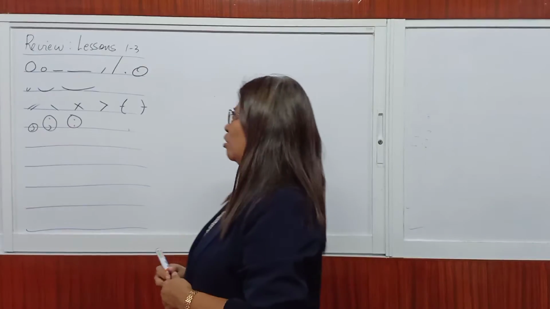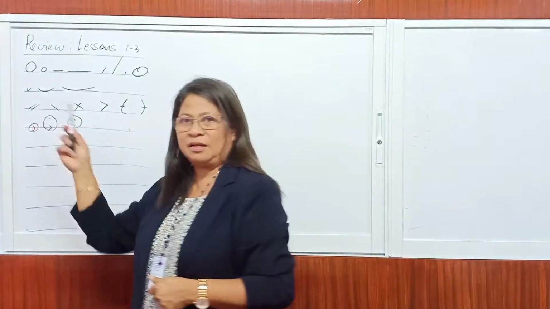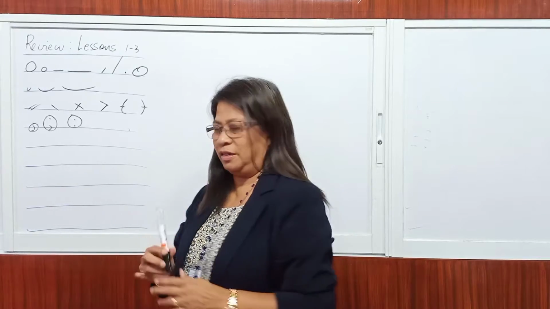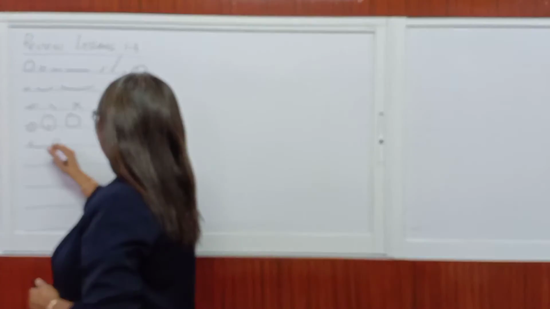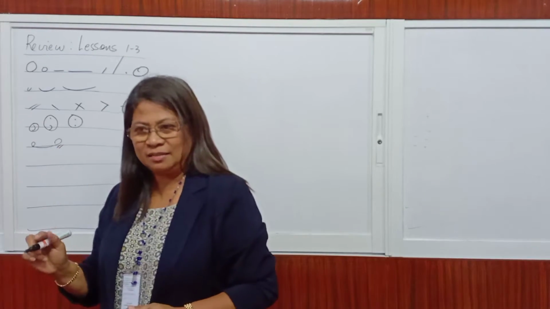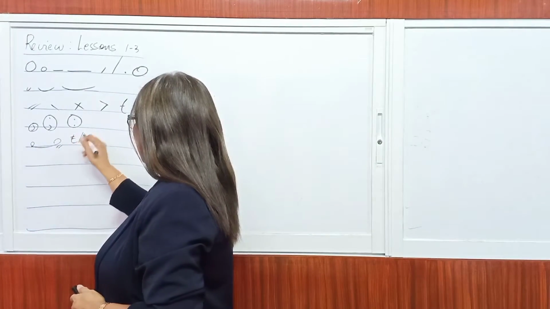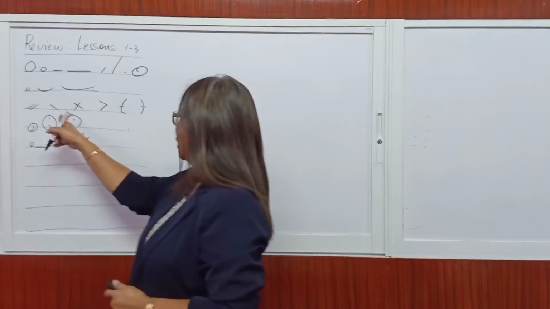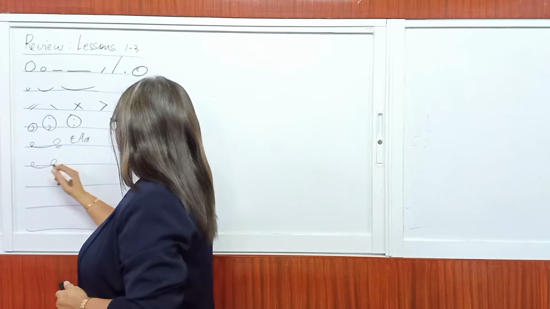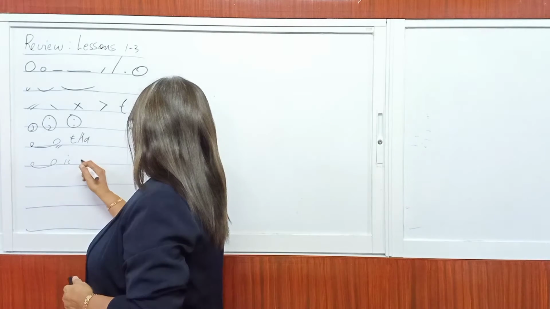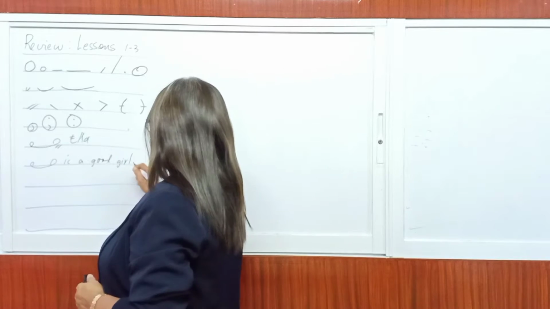Broken circle. Then we also learned about punctuations. So when you see this sign, it means to say that you have to capitalize the first letter of the word. Okay? Example, you're going to write the word E-L-A. So that means Ella. Capitalize the first letter of the word. Alright, and then we have here period. Example, Ella is a good girl. Period.